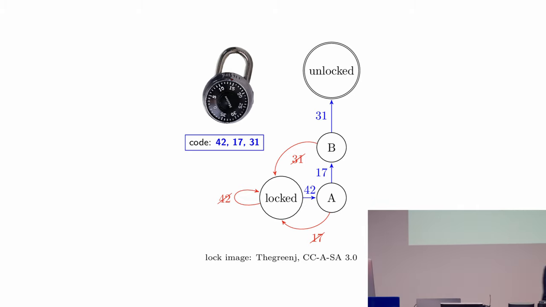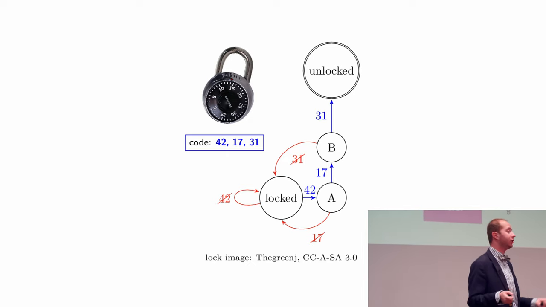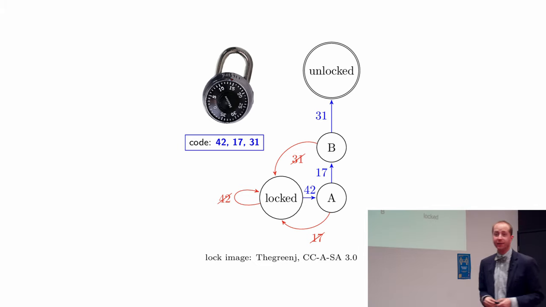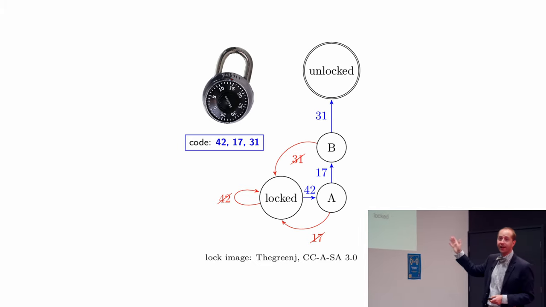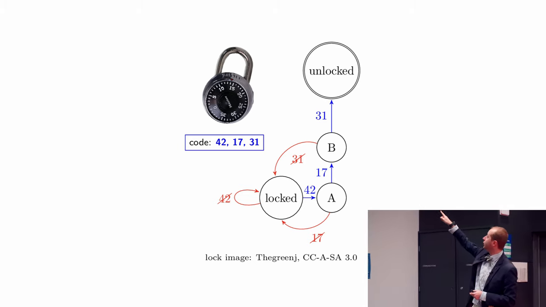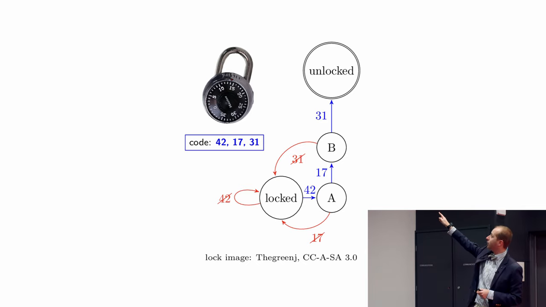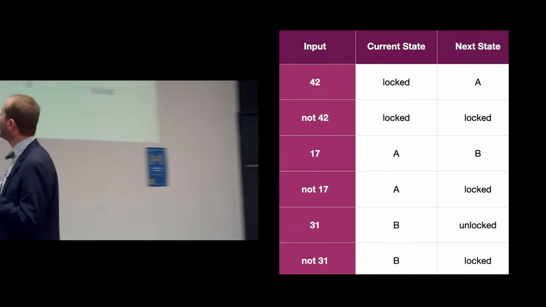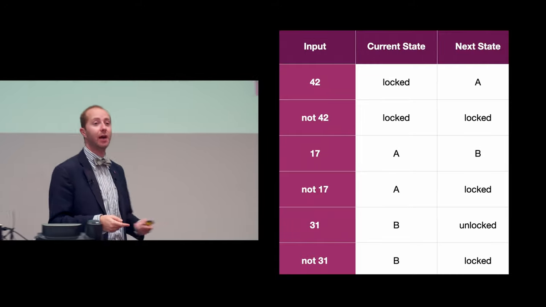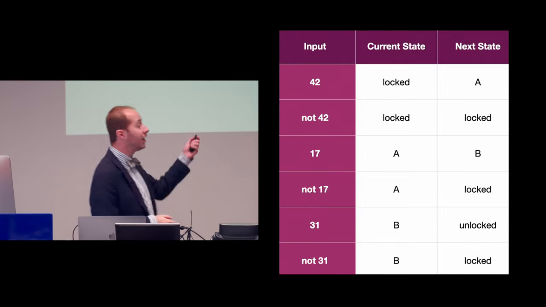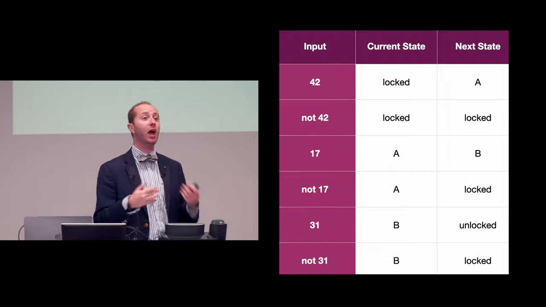Now, we can also tabulate these transitions in a different form. We don't just have to use this diagram with arrows and circles. We can write it out in a table like this that says what the current state is, what the next state is, and how you go between them. So if we want to get from locked to A, the way we can do it is by entering 42 in locked. If we enter not 42 at the locked position, that'll take us to the locked position again. So for any finite state automata, you can build up a matrix or an array, given one of our tools in C, to indicate the possible allowed transitions.